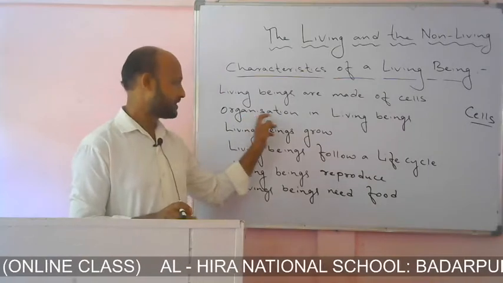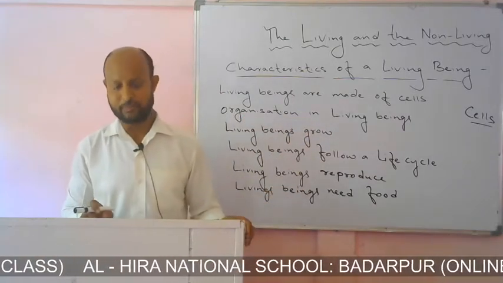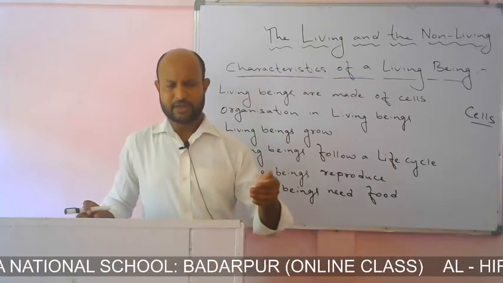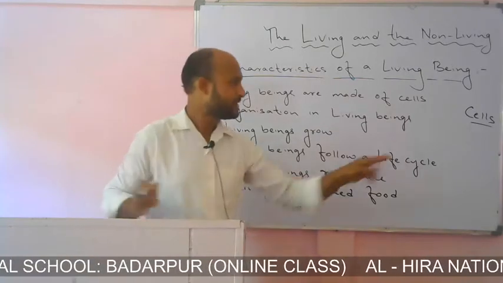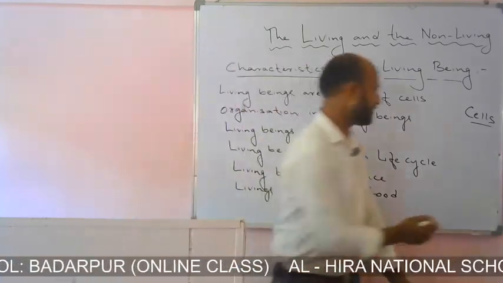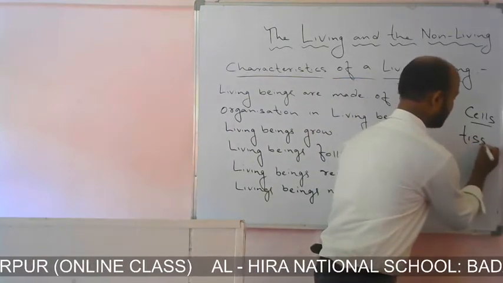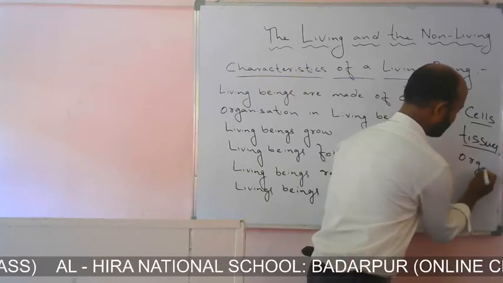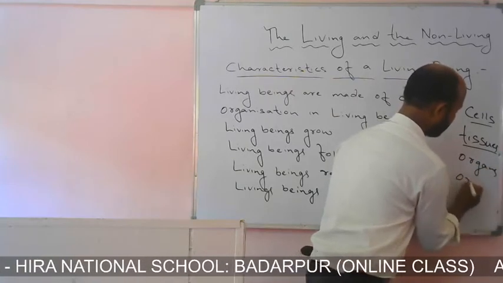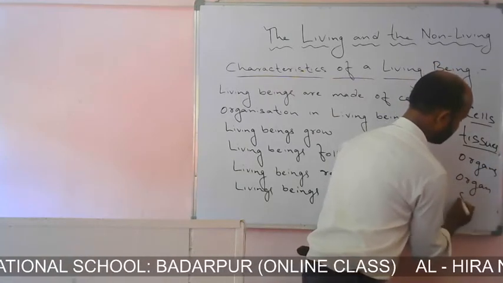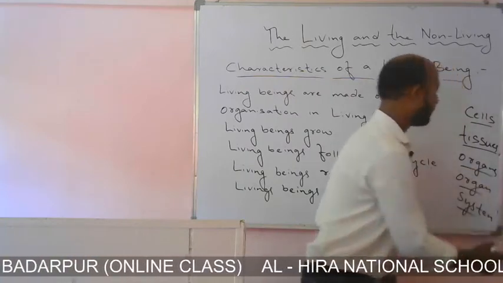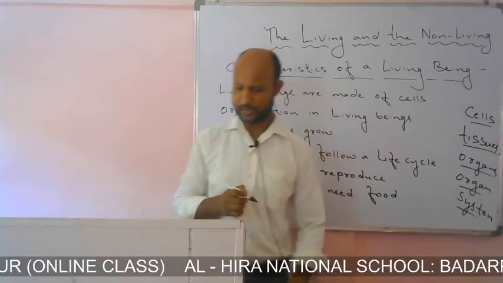Now let's discuss the second topic, that is organization in living beings. The organization in living beings starts from the cell itself. From the cells, it leads to tissues. Then after tissues, organs are formed. Then from the organs, we get the organ system. These are the different levels of the organization of a living being.